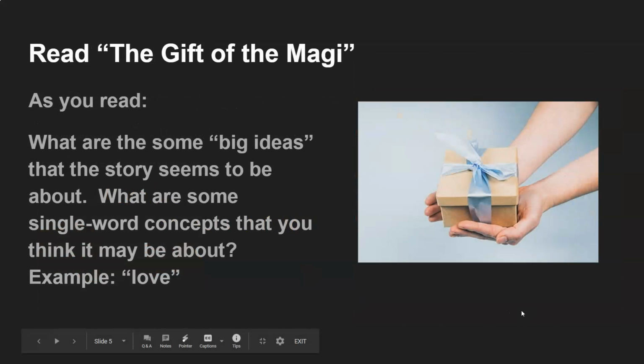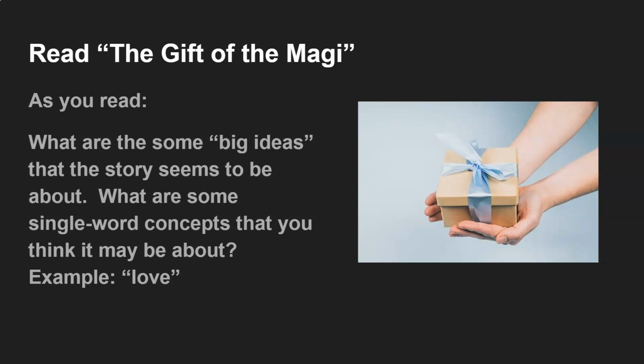So, The Gift of the Magi, as you're reading it and once you're done, what I'd like you to think about is, what are some big ideas that the story seems to be about? What is the story about? I look at it this way: what are some single word concepts that you think it might be about? An example I wrote down is love. Maybe it's just a story about two people who are in love.